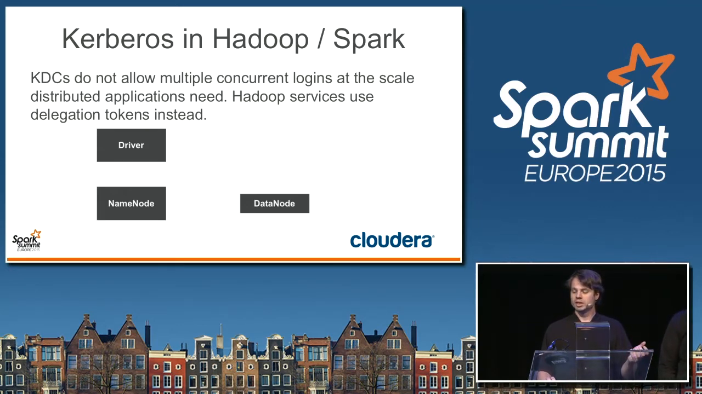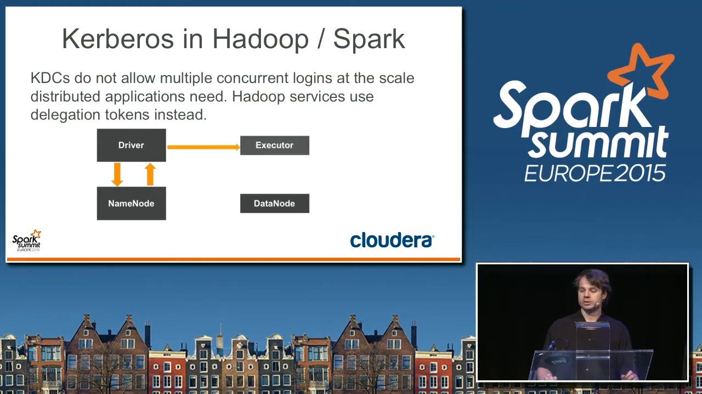So the driver gets that HDFS ticket from the Kerberos KDC. And then it talks to the name node saying, hey, I have an HDFS ticket. I want a delegation token that I can use to access all the HDFS services. The name node returns that delegation token to the driver, and then the driver distributes those delegation tokens to the executors. And the executors can then talk to the data nodes using that delegation token, and then everything is fine.